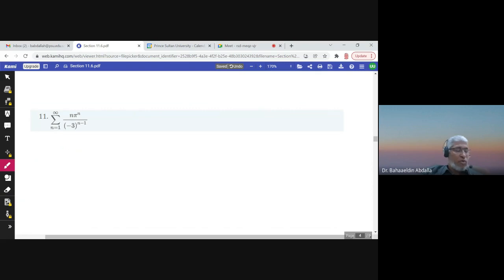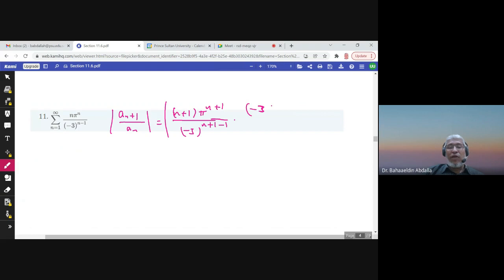Now, this is question 11. Let us find |a_{n+1}/a_n|. I have (n+1) times pi to the power n+1 over negative 3 to the power n+1 minus 1, which gives n at the end, multiplied by negative 3 to the power n minus 1, and here n times pi to the power n.